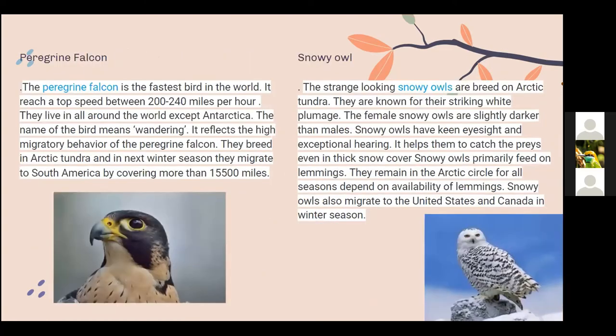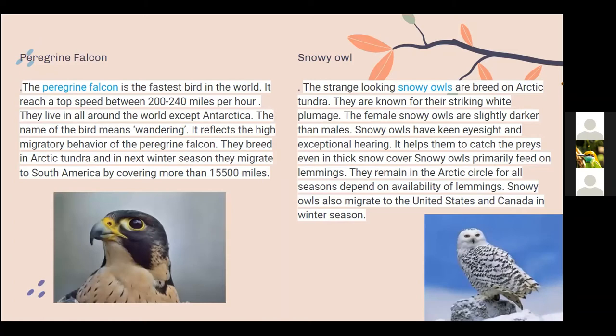Let's move on. The next bird is the peregrine falcon. The peregrine falcon is the fastest bird in the world. It reaches a top speed between 200 to 240 miles per hour. They live all around the world except Antarctica. The name of the bird means wandering. So peregrine means wandering. It reflects the highly migratory behavior of the peregrine falcon. They breed in Arctic tundra, and in the next winter season, they migrate to South America by covering more than 15 miles. So the next one is the snowy owl.